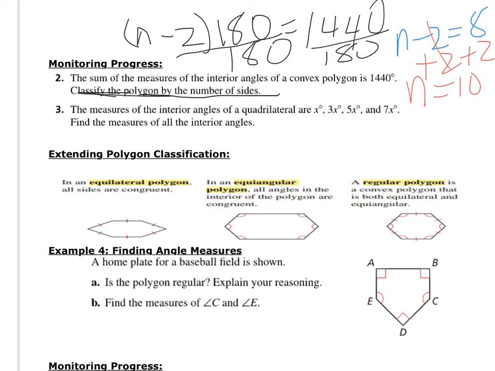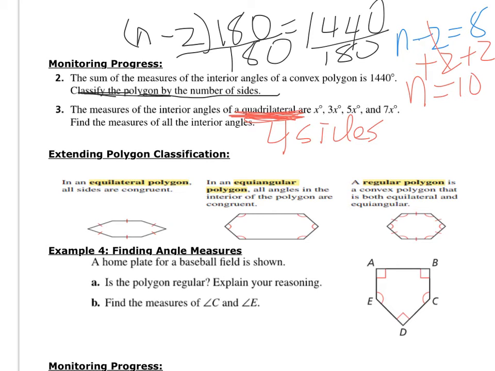Okay, I want you to do number 3. Pay attention to a couple things. First of all, the measures of the interior angles of a quadrilateral. So how many angles, or how many sides, what is your n going to be in a quadrilateral? That's right, 4 sides. So your n here equals 4.